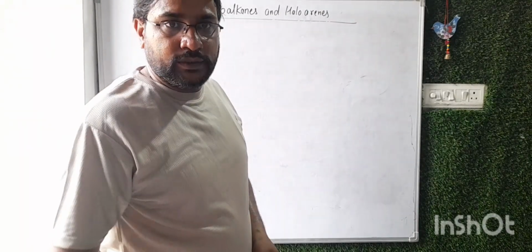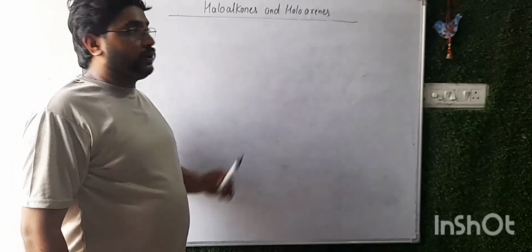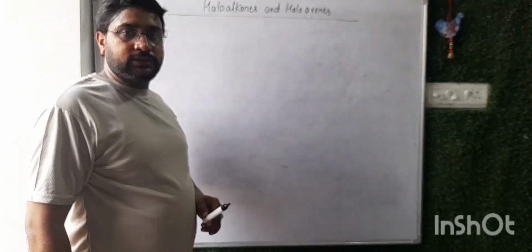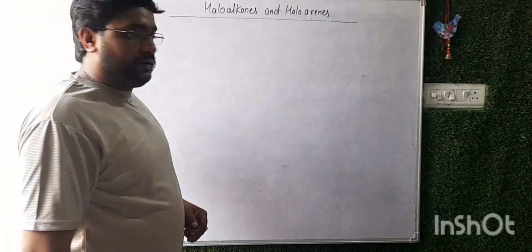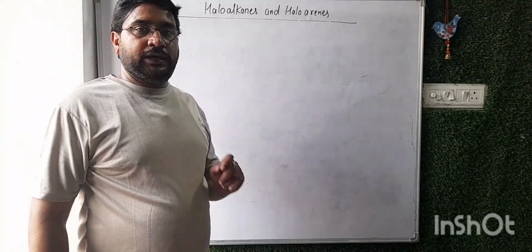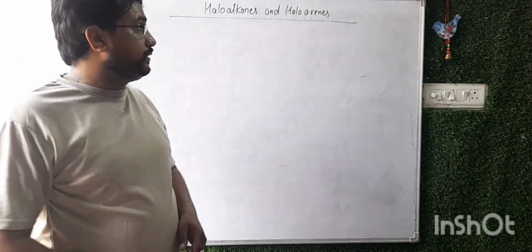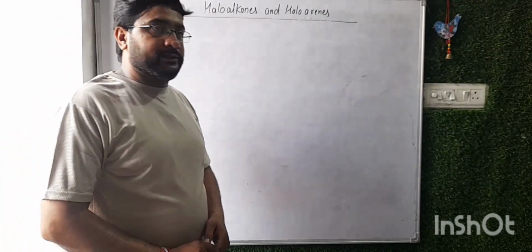Morning class. Now we have chapter number 6, Haloalkanes and Haloarenes, for class 12, and we will start this chapter. First, their nomenclature: how do we name the organic compounds with haloalkanes and haloarenes? First, that is haloalkanes. They are derivatives of alkanes.